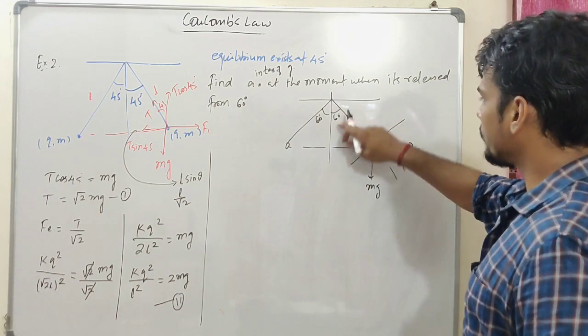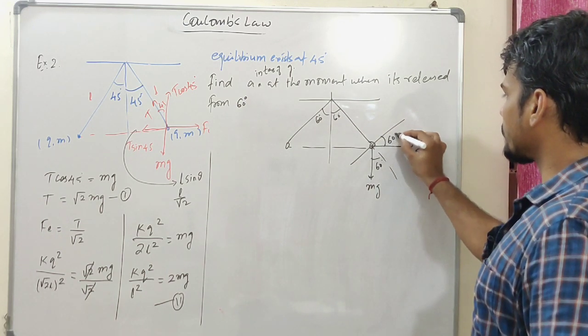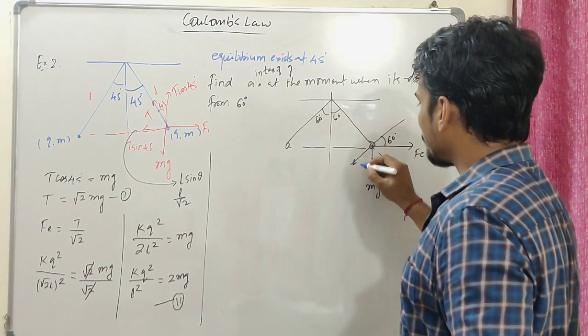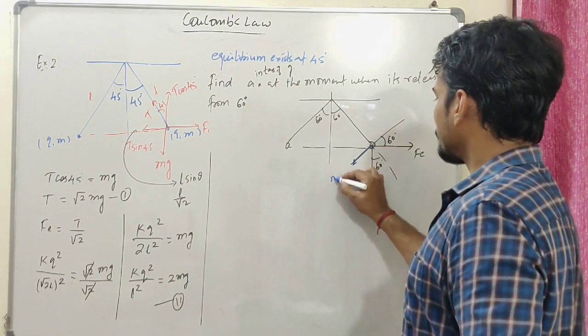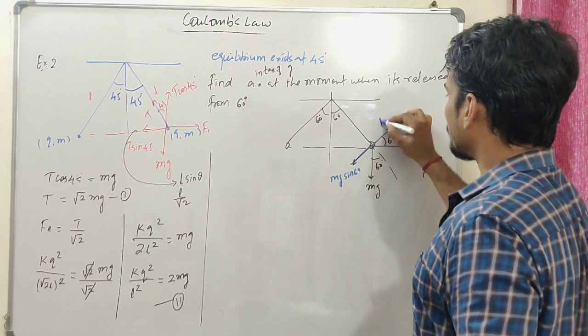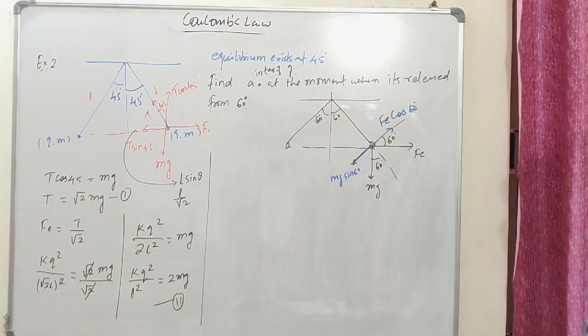Angle is going to be how much? 60. Even this is going to be 60. Even this is going to be 60. So force is going to be same. Now this is going to be your mg sin 60, and this is going to be your Fe cos 60, and the rest is just mathematics.